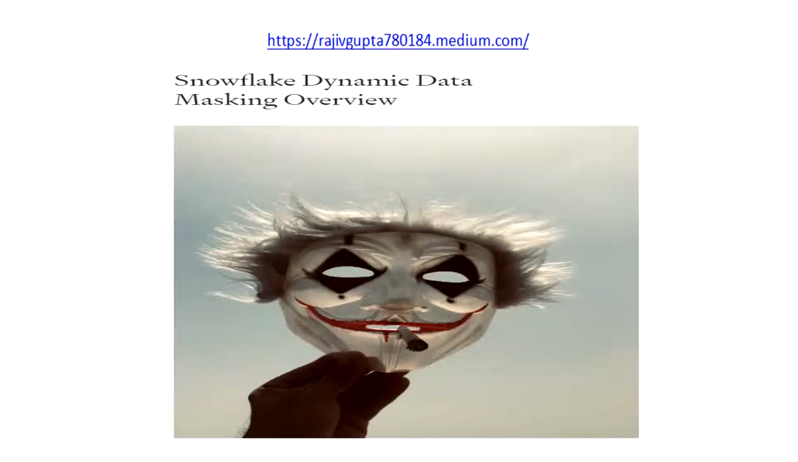Dynamic data masking is a logical masking at query time. It protects against unauthorized access of column data. Based on your role, you may see unmasked data, partially masked data, fully masked data, or hashed data. Let's see the same in the demo.